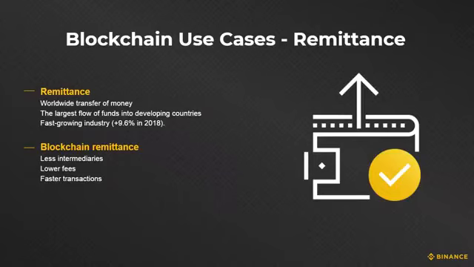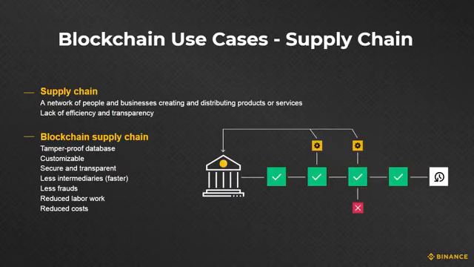Blockchain use cases for remittance: we look at worldwide transfer of money, the largest flow of funds into developing countries. That's what we know about remittance. Normal remittance has a high transaction fee. But blockchain remittance has lower transaction fees and is faster.